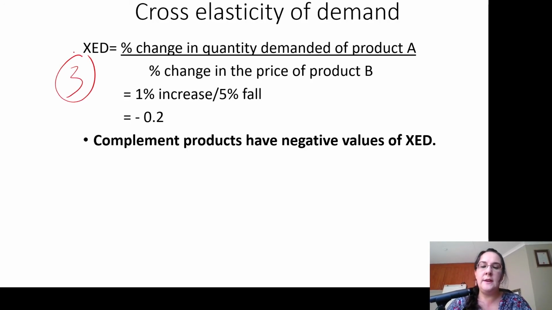So we can see here that we have worked out that 1% increase, and that was for PCs. So there was an increase. And we could see that for the price of software, there was a percentage decrease. So that's minus. And if I take a plus divided by a minus, it's going to give me a minus sign. And that minus sign indicates that these two products are complementary products. And that 0.2 value tells me that it is smaller than 1, and that indicates that it is relatively inelastic.